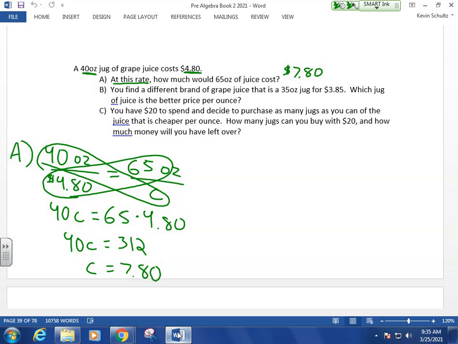All right, let's look at B. You find a different brand of grape juice that is a 35-ounce jug for $3.85. Which jug of juice is the better price per ounce? What are we using here? Better price per ounce.